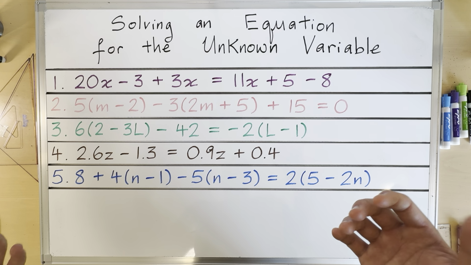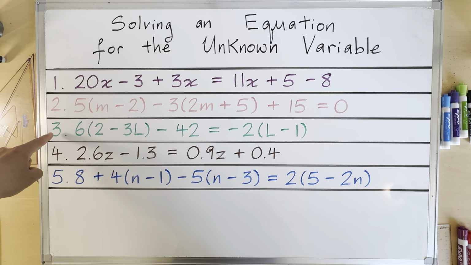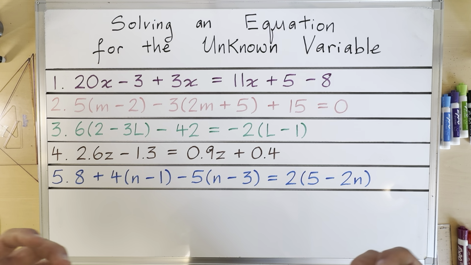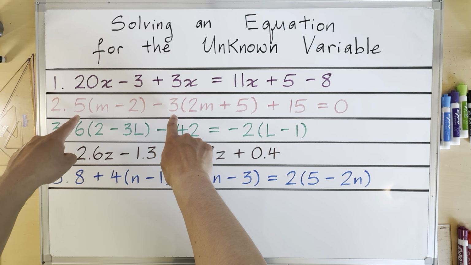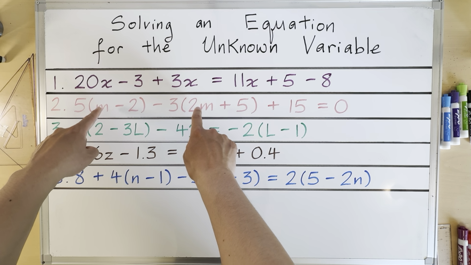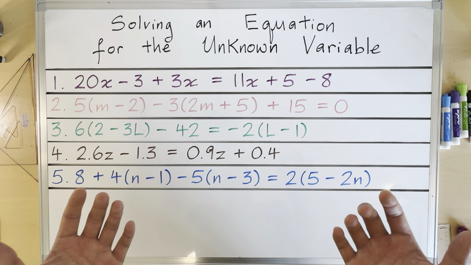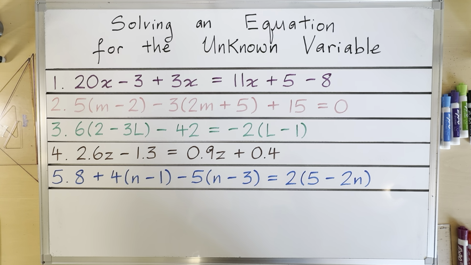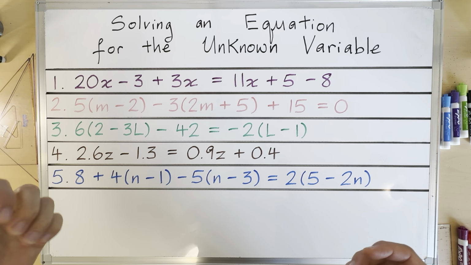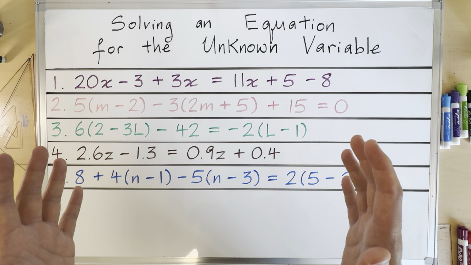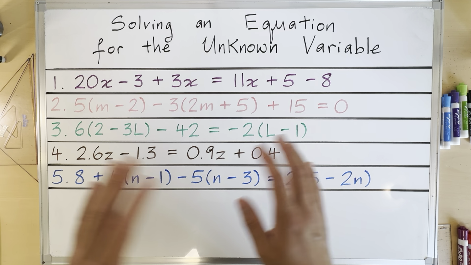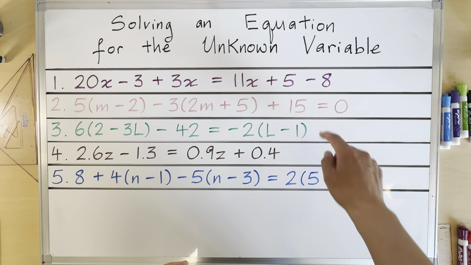And for cases such as problems number 2, 3, and 5 that contain brackets, what we want to do is multiply the items that are outside of the brackets into the items that are inside of the brackets in order to get rid of the brackets. And after that, we want to isolate the terms with the unknown variable to one side of the equation, which is once again usually the left side, and then gather like terms while putting all of the items that are only made up of numbers with no variable letters to the right side of the equal sign. So let's get started.